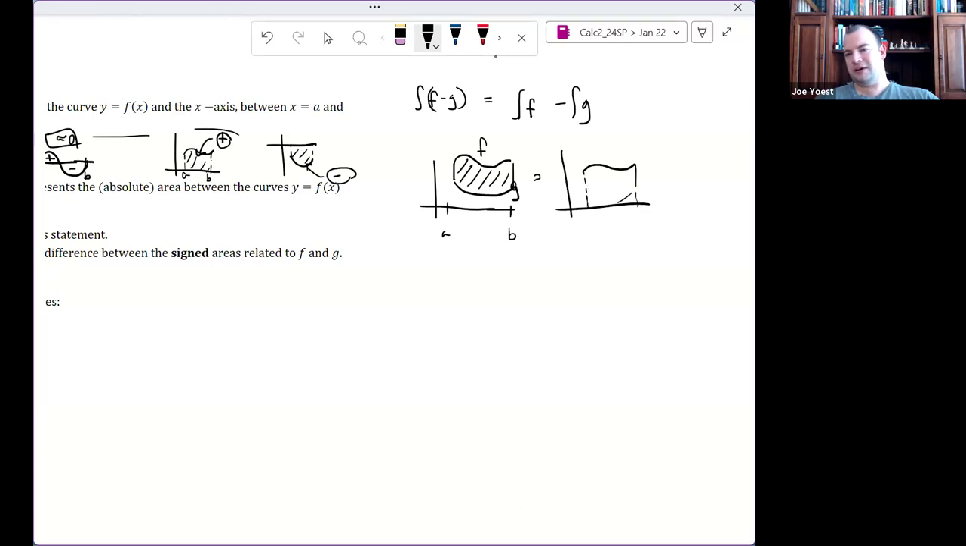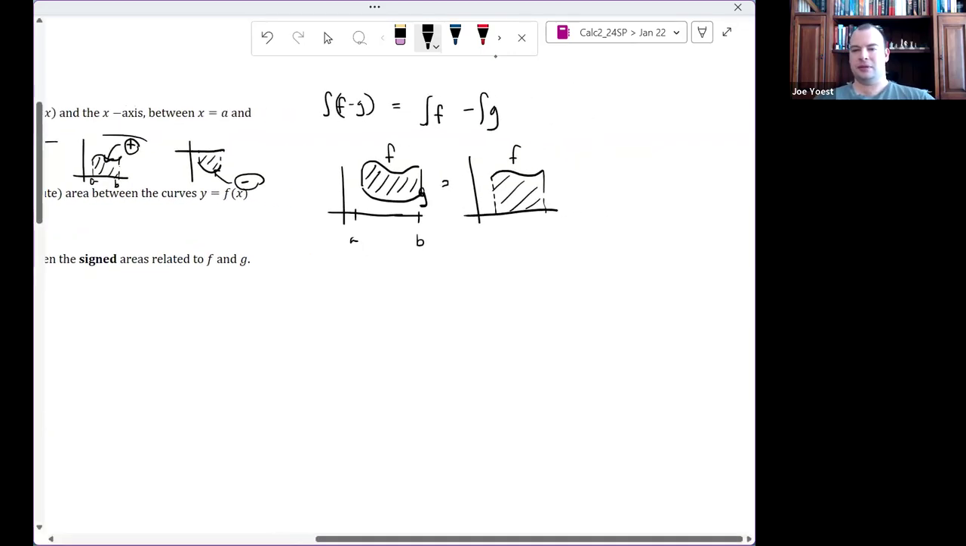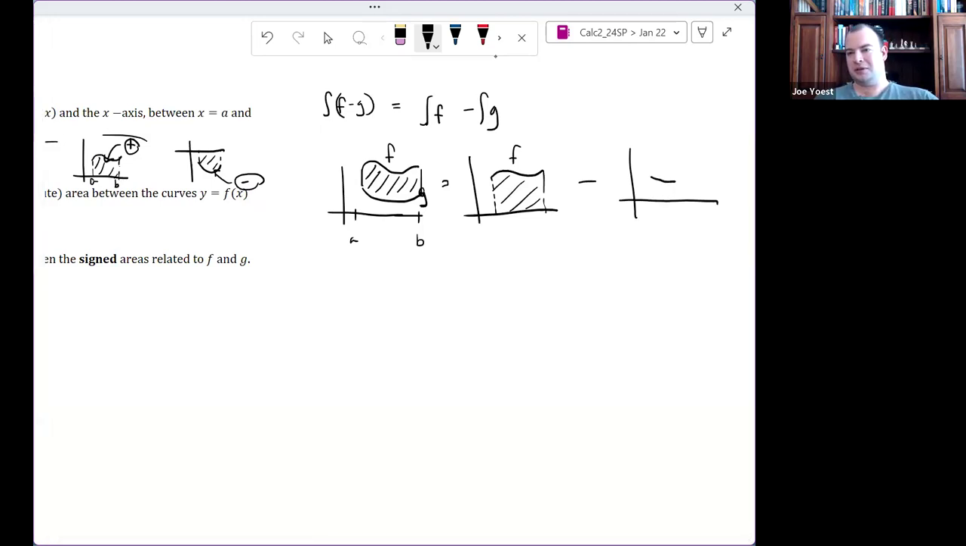So what's the integral of f? It's this area. And then take away, in the sense of like erase the area in a loose sense, take away this area and you're left with the stuff that is under f, but not under g. These are all positive areas.